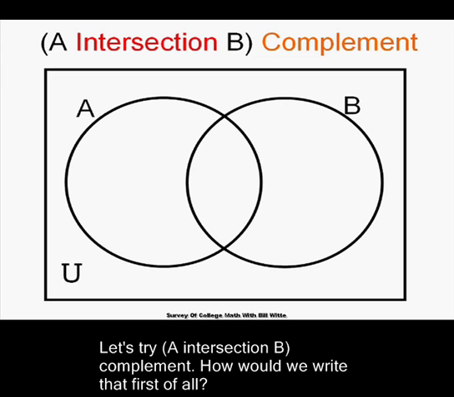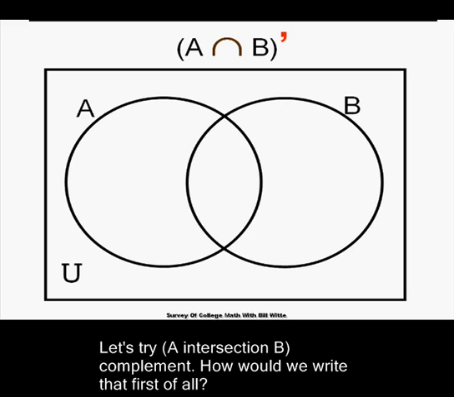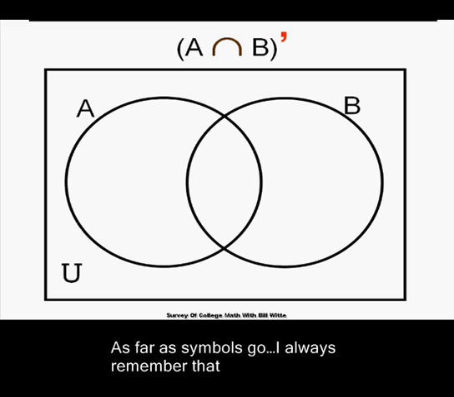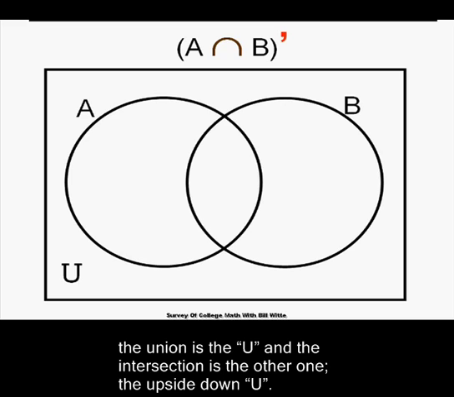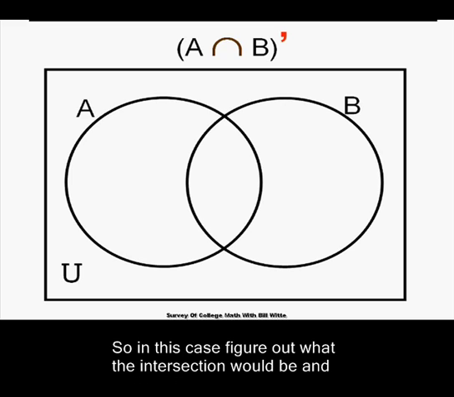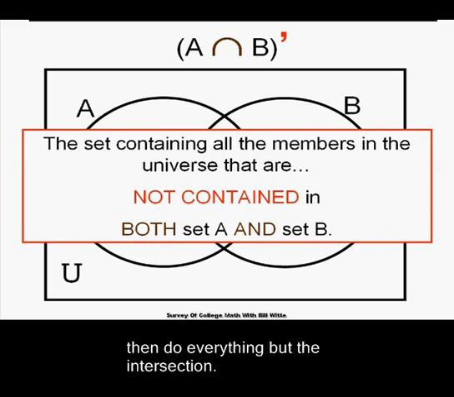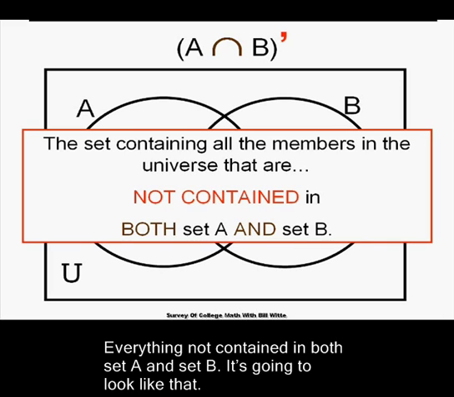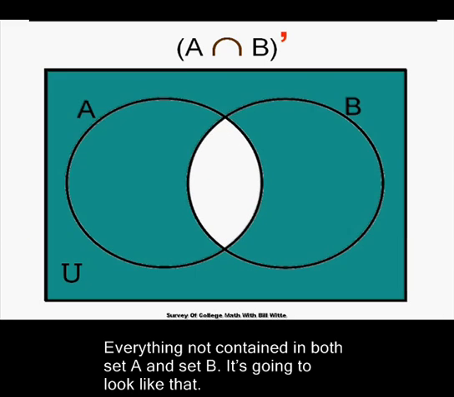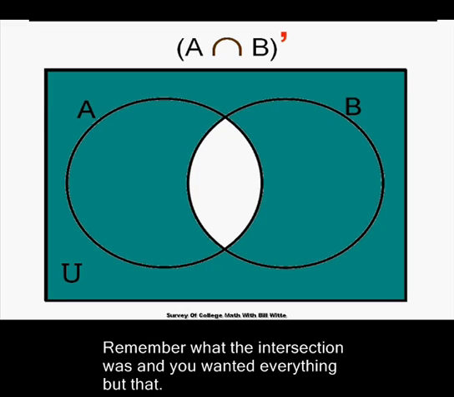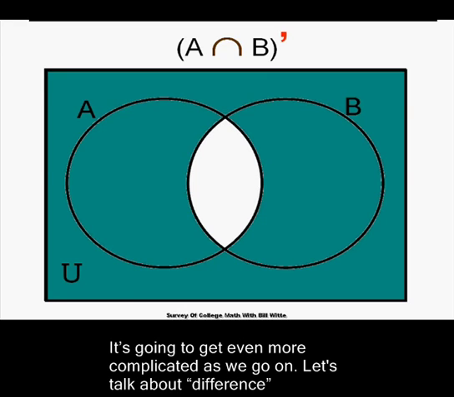Let's try A intersection B complement. How would we write that first of all? Yeah, just write A intersection B. Remember the intersection. I always remember the union is the U and the intersection is the other one, the upside down U. So figure out what the intersection would be and then do everything but the intersection. Everything not contained in both set A and set B. It's going to look like that. Remember where the intersection was and you wanted everything but that. Okay? It's going to get more complicated as we go on.